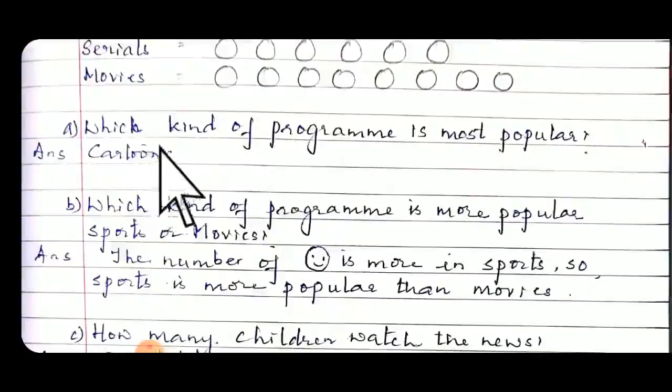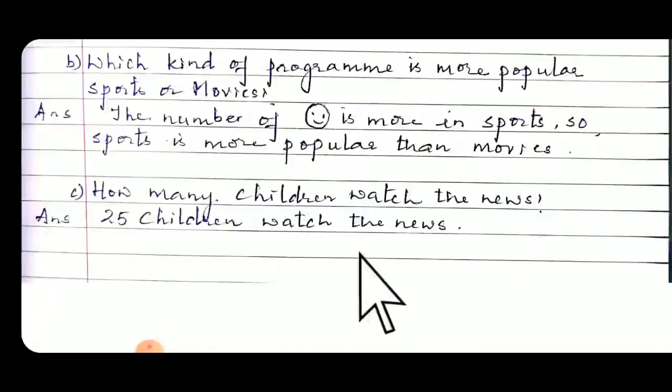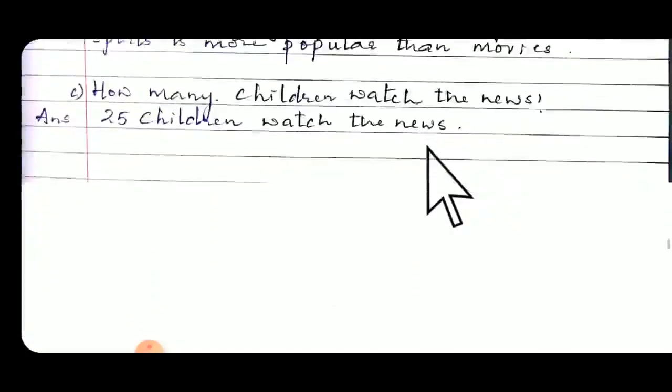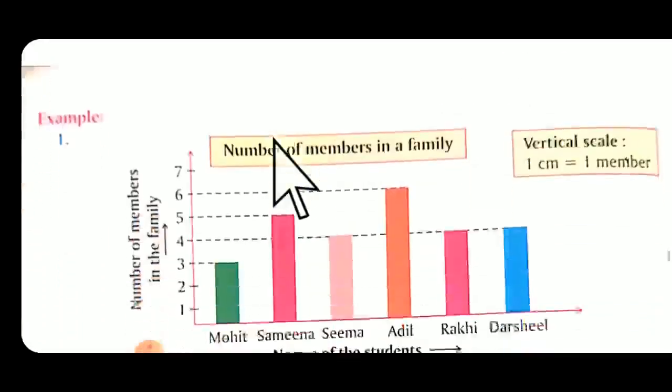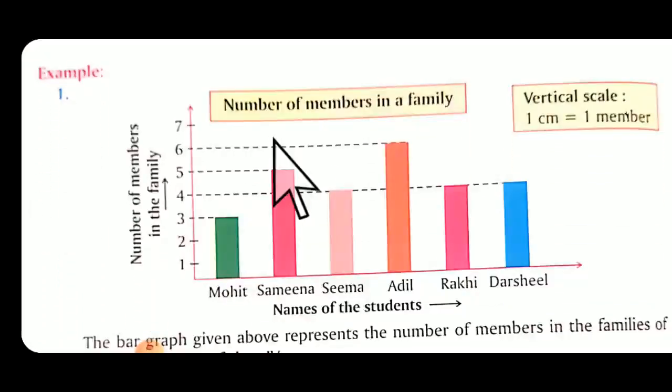See, again I have written the answers here. So what kind of program is most popular? That is cartoon. 50 children are watching it. Which kind of program is more popular, sports or movie? That is movie. 40 children are watching. Then how many children watch the news? Only 25. Then we have now the bar graph.